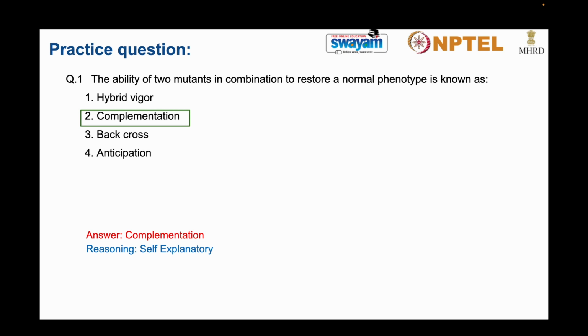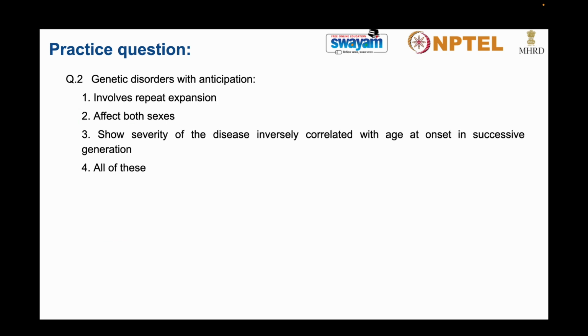So the term which represents the ability of two mutants to restore a particular phenotype is known as complementation. The next question is about genetic disorders with anticipation. In the previous session I told you about anticipation, which involved repeat sequences. The options say: involves repeat expansion, affects both sexes, severity of the disease inversely correlated with age at onset in successive generations, or all of these.